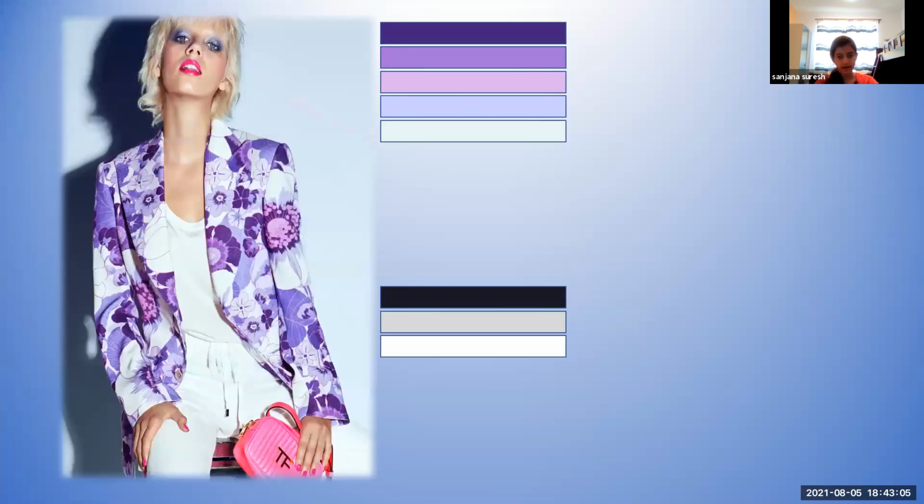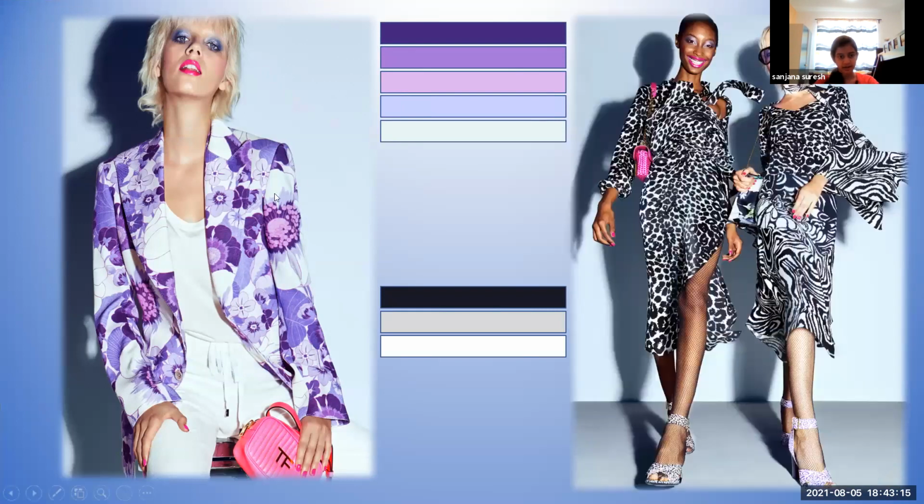So this is the ready-to-wear women's spring collection 2020 to 2021 by Tom Ford. Here you can see the organic shapes used in the coat, blazer. You can see dots. You can see the organic shape, texture difference, the color contrast.